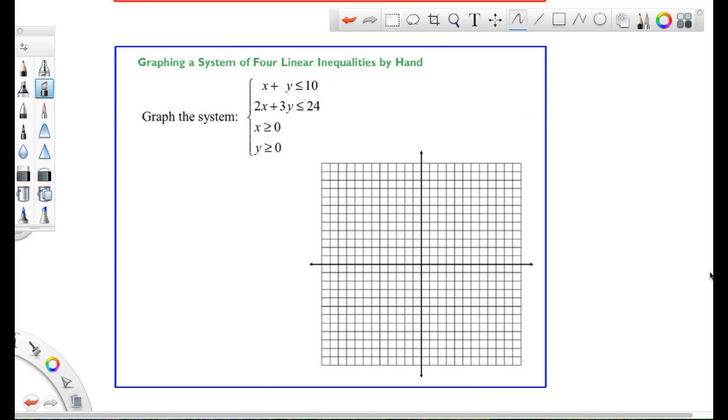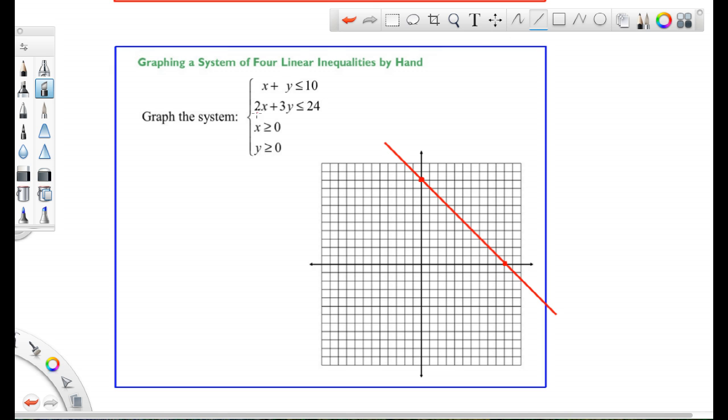Alright, so what if you have 4 of these? Well, if you have 4 straight lines, it's not that big of a deal. So in this case, it says x plus y is less than or equal to 10. Well, 2, 3, 4, 5, 6, 7, 8, 9, 10. So that is a straight line that will go through 10 on the y and 10 on the x. So there's 10 on the y and 10 on the x. Okay, it's a solid line. So that should look a lot like that.